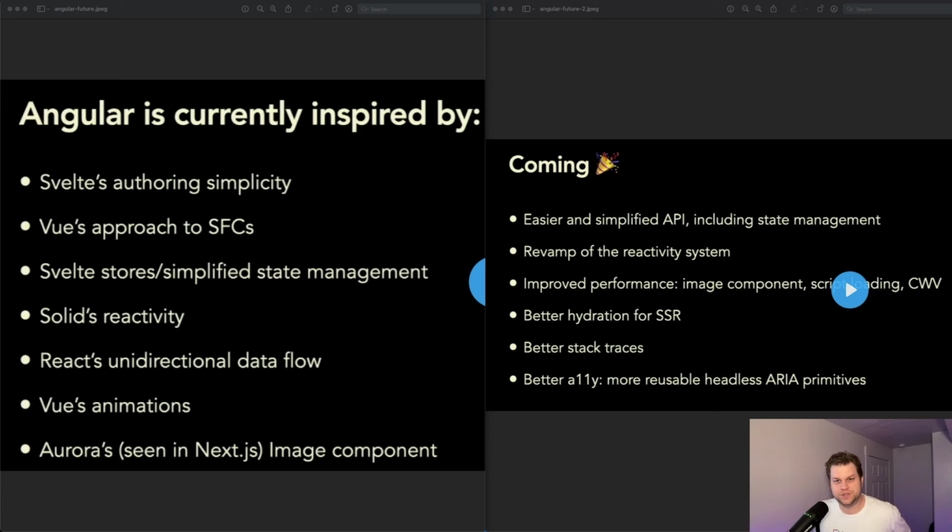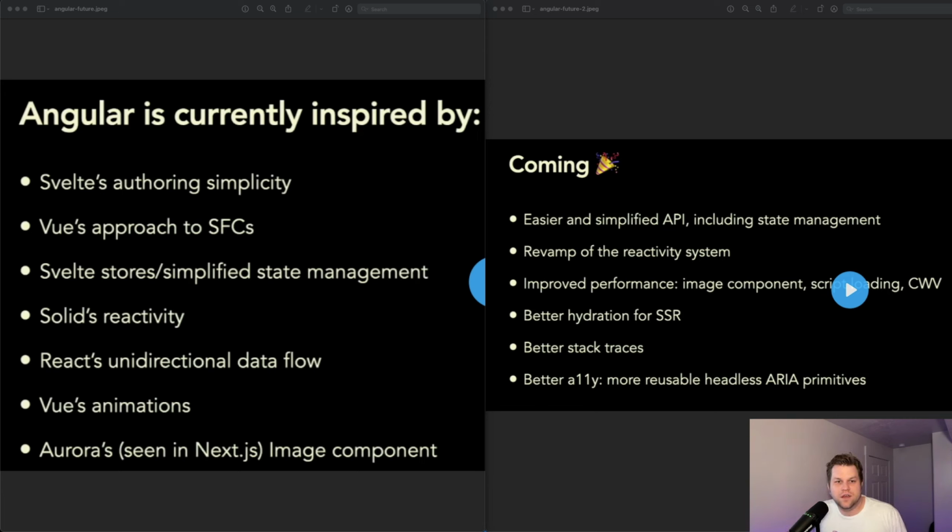There's one other thing that she mentioned, on this slide. But basically, Vue's computed properties. So, they mentioned Svelte a couple times, and look at this: Svelte stores and simplified state management. You've got the compiler in Svelte that handles reactivity. I don't think they're talking about that.